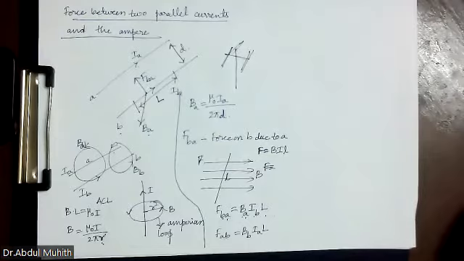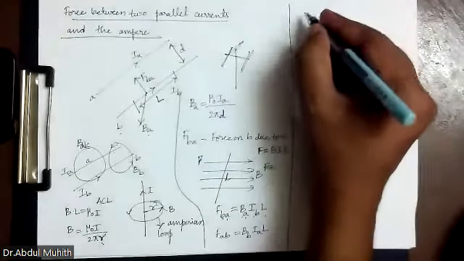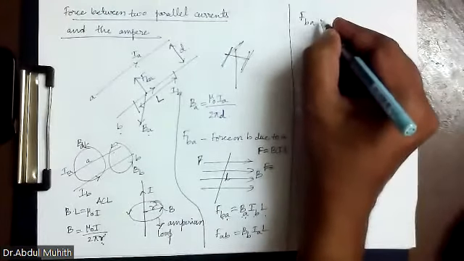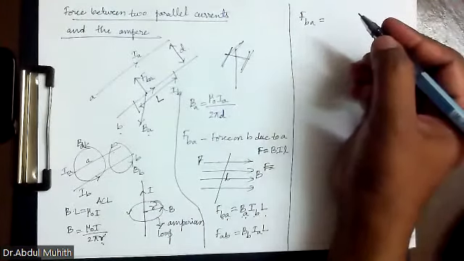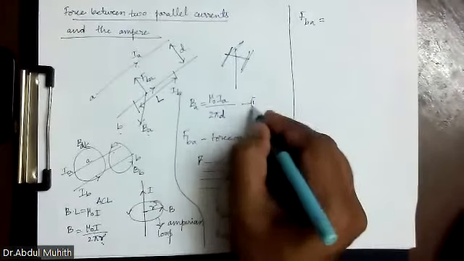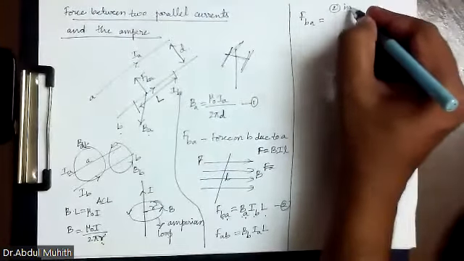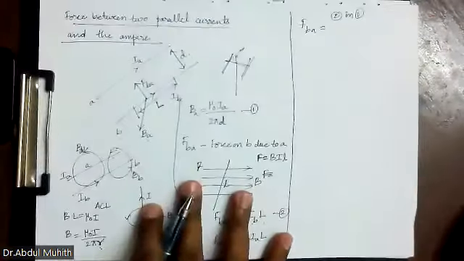So F is equal to BIL sin theta. Now I want to write FBA. What is FBA? I already have the formula. What is BA now? I'll substitute in this formula. Let this be equation number 1 and this be equation number 2. I want to substitute 2 in 1. So what will be the formula?